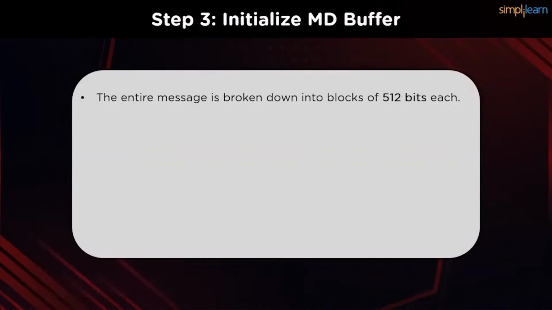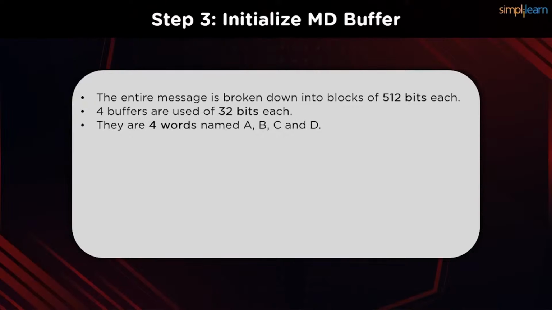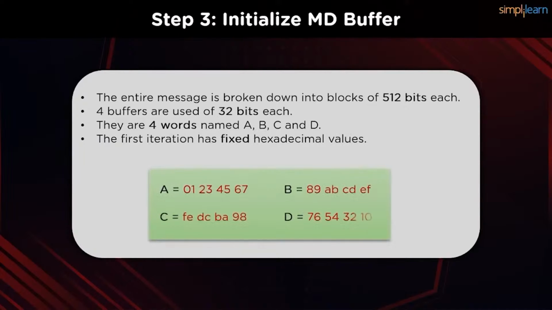The next step would be to initialize the message digest buffer. The entire hashing plaintext is now broken down into 512-bit blocks. There are 4 buffers or registers that are of 32 bits each, named A, B, C, and D. These are the 4 words that are going to store the values of each of these subblocks. The first iteration to follow these registers will have fixed hexadecimal values as shown on the screen below.